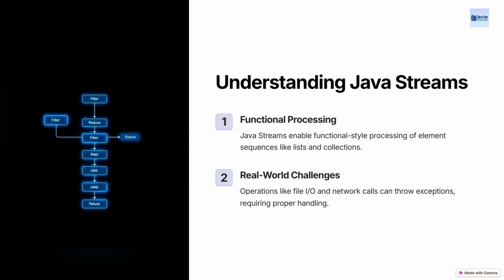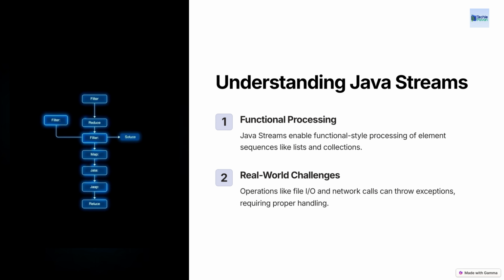First things first, let's talk about Java streams. Streams in Java offer a powerful abstraction for processing sequences of elements, things like lists or collections, in a functional style. However, in real-world applications, we often work with operations that might throw exceptions. For example, when performing file I/O or making network calls, these operations might fail due to unforeseen reasons like network issues or file corruption. So how do we handle these exceptions while maintaining the smooth flow of our application? That's what we'll explore in this section.